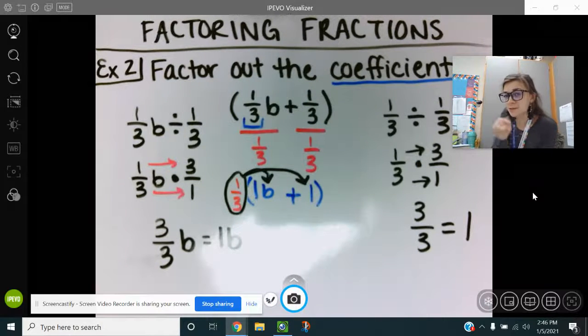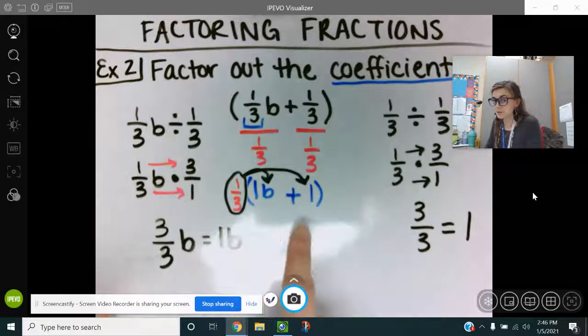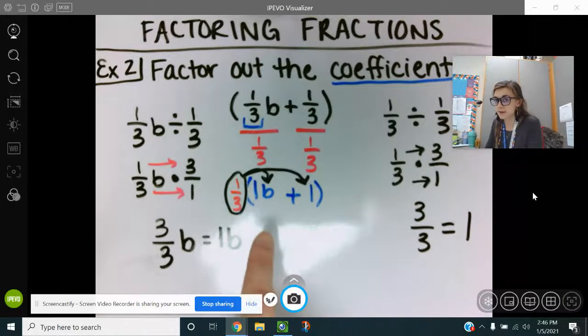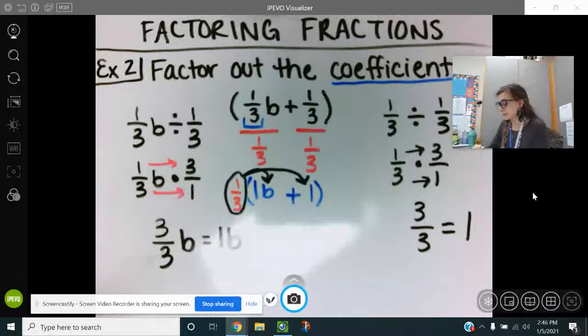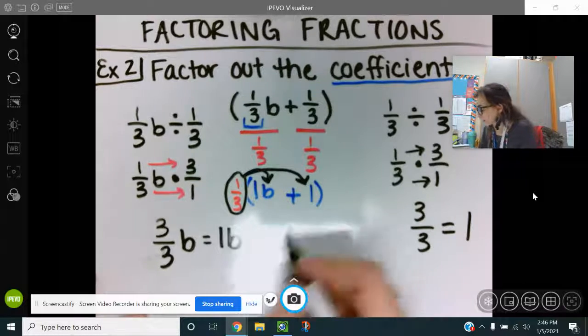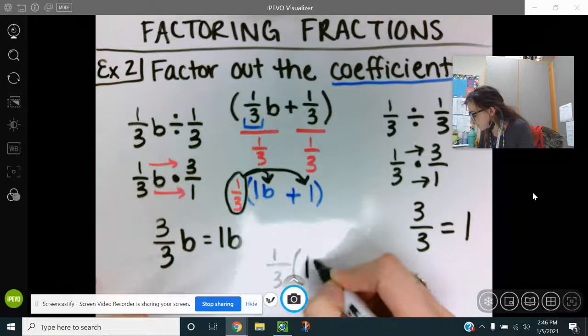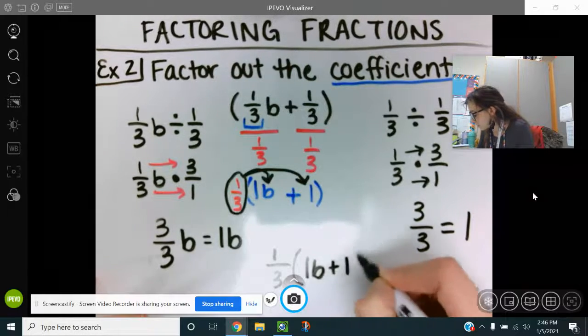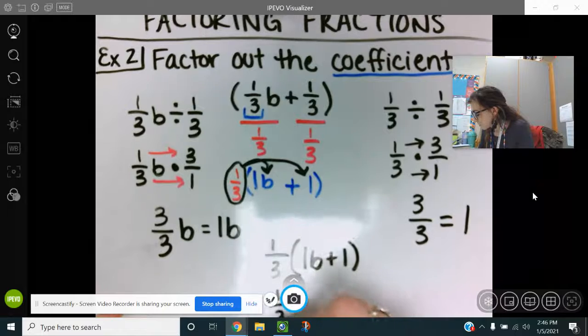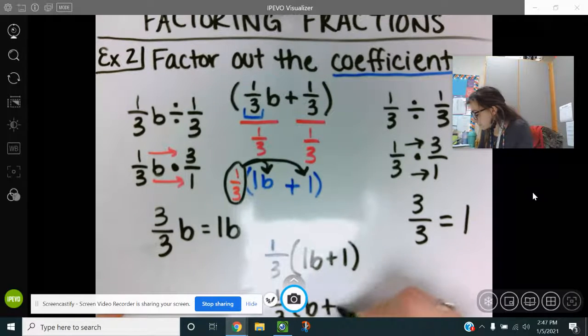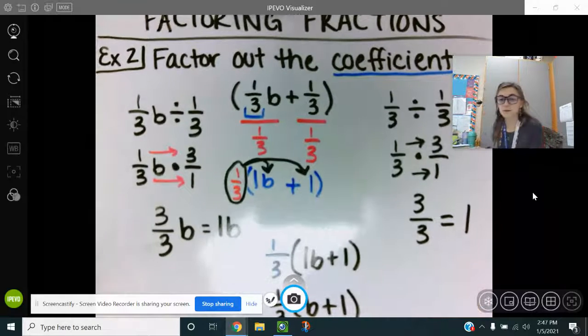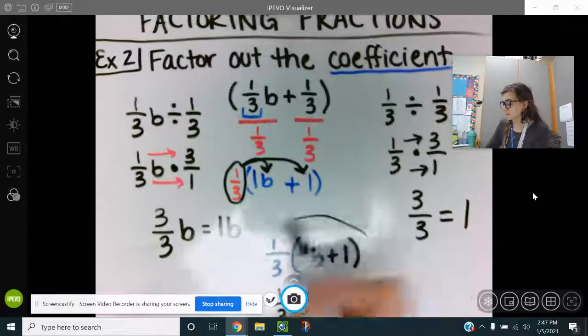I'm not sure how I am on time, so I don't want to go through the distributive property just in case. But you guys know how to use the distributive property. You know how to check this. So I want you to be doing that. And that means that your final answer should be 1/3 times 1b plus 1. Or you can have 1/3 times b plus 1. This is what your answer should look like.